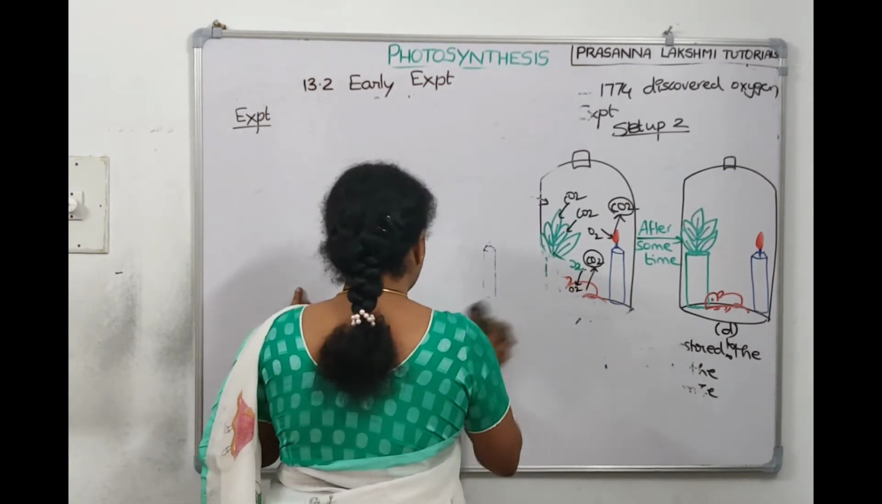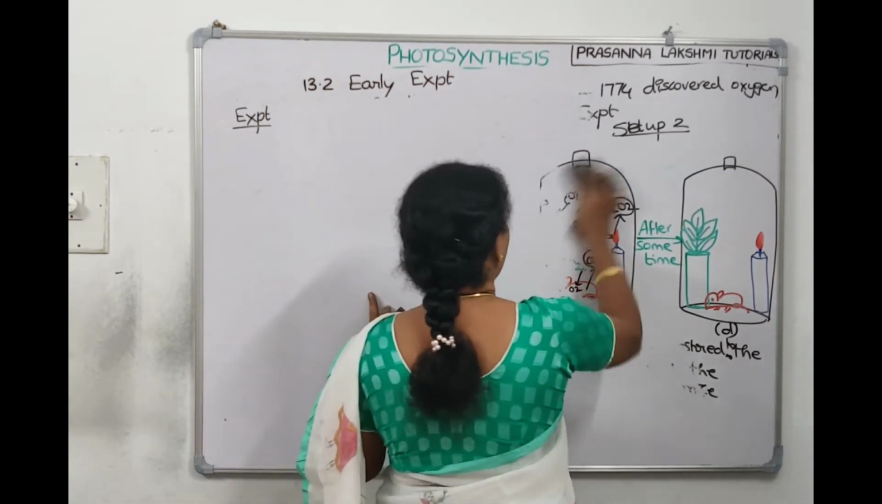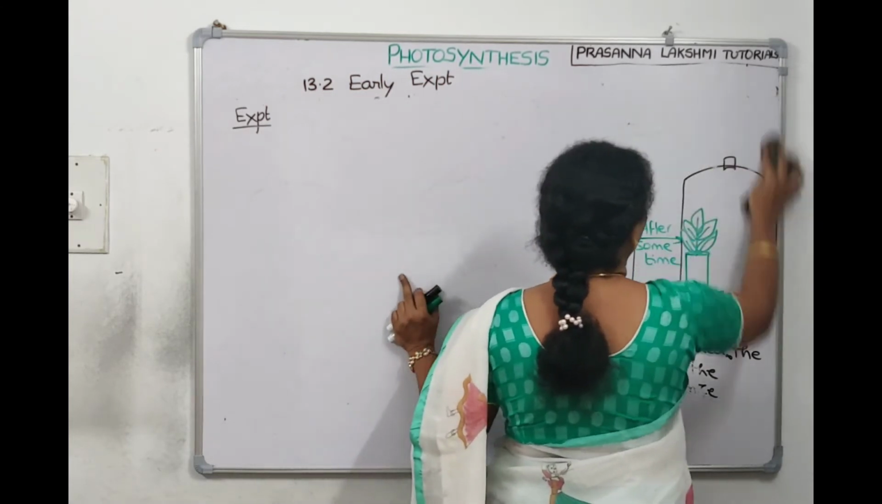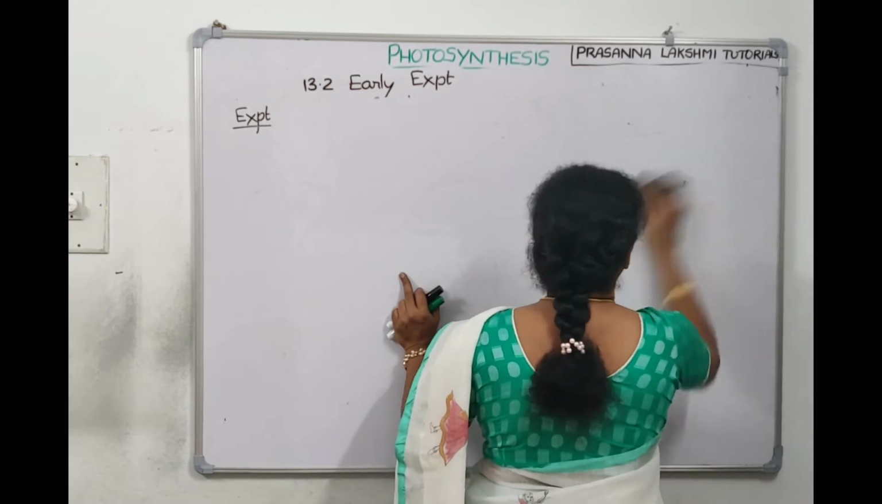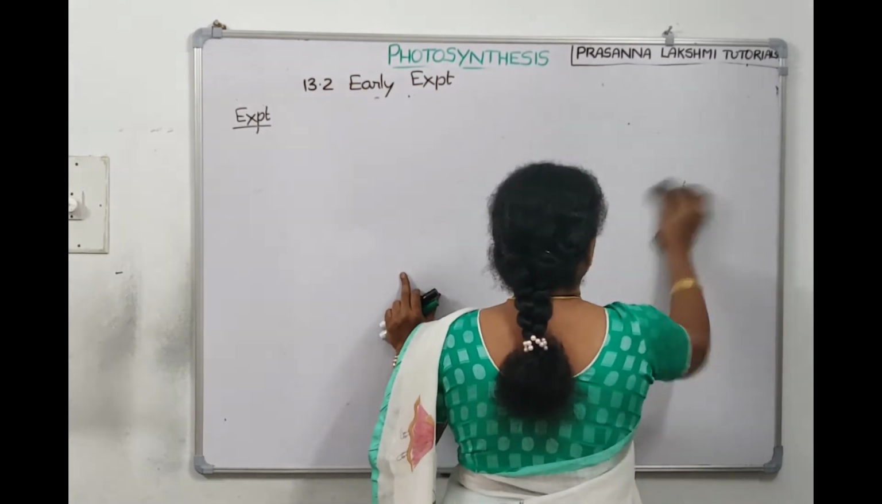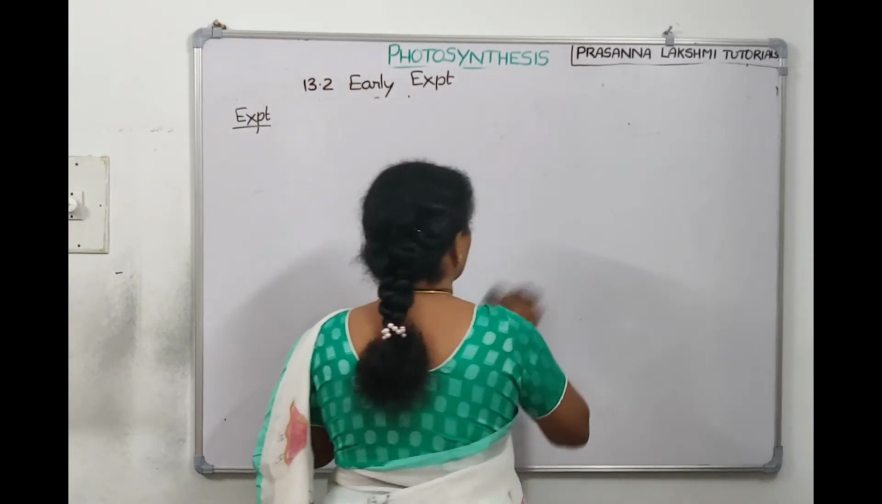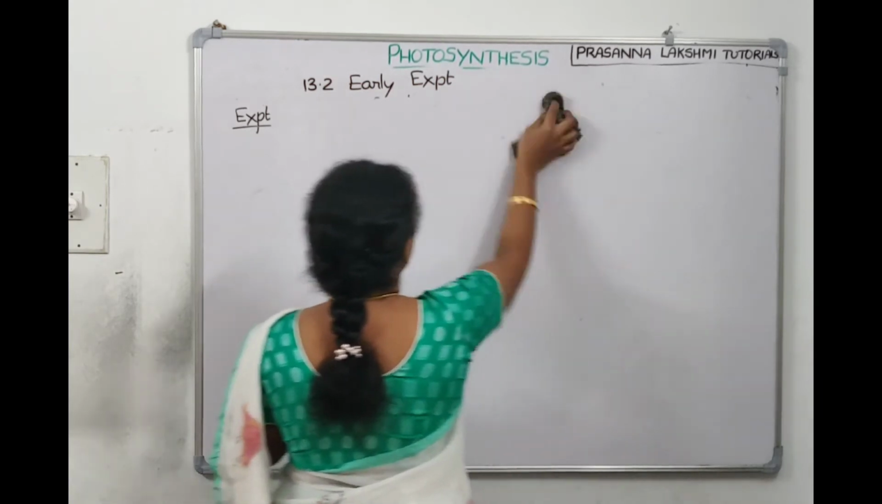But he did not tell that plants do photosynthesis and release oxygen as a byproduct. He did not tell that. He just told that plants will restore the components to the air which the burning candle and the alive mice have consumed. That statement only he told.